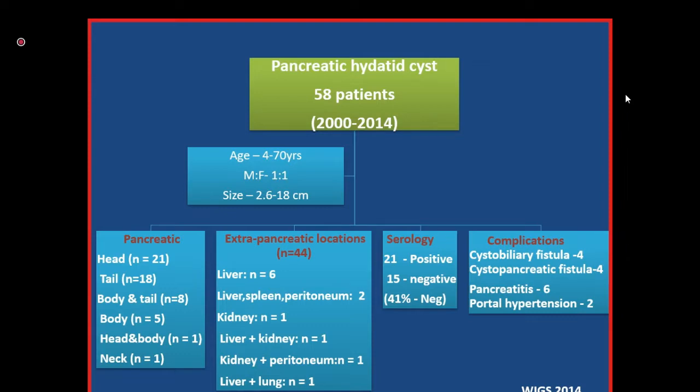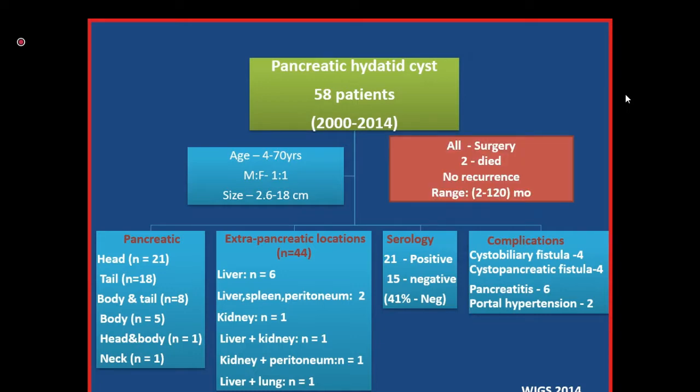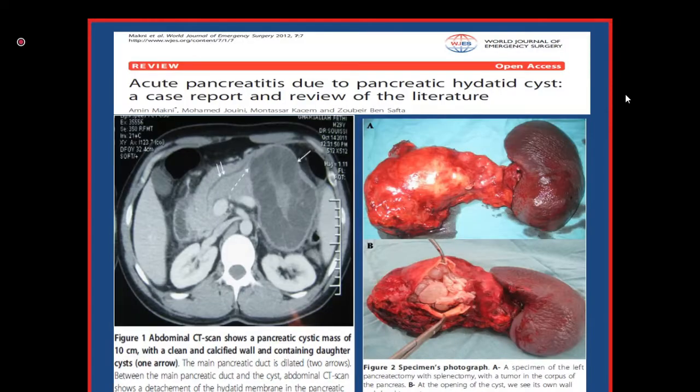Suppose if it is positive, definitely it adds to the diagnosis, but if it is negative, you can't exclude the diagnosis. In this series, they noted complications like fistulization and pancreatitis reported in six cases, and portal hypertension in two cases. All patients had undergone surgery. Two patients died. There was no recurrence.